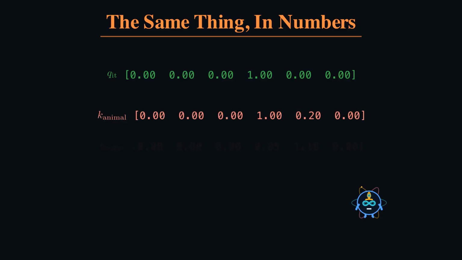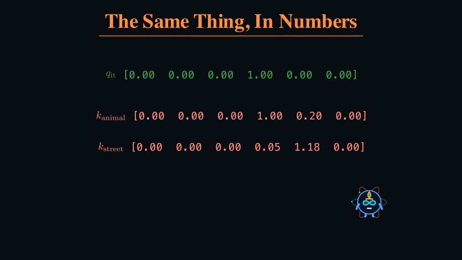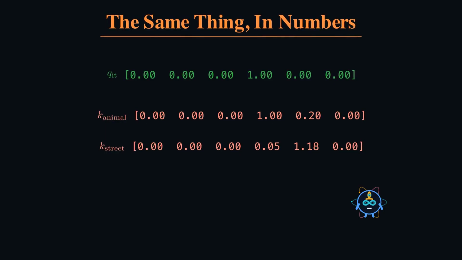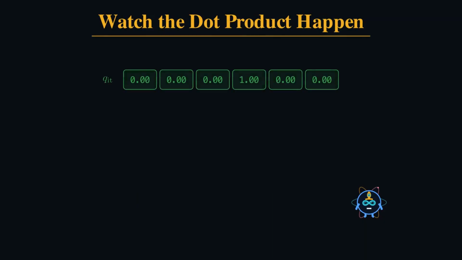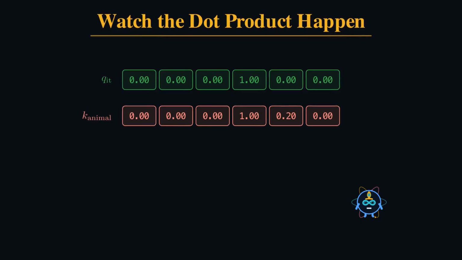And here are two keys. Animal advertises a 1 in the tiredness slot. Street advertises almost nothing there. Its big number is in the width slot instead. Here they are lined up: 6 numbers against 6 numbers.